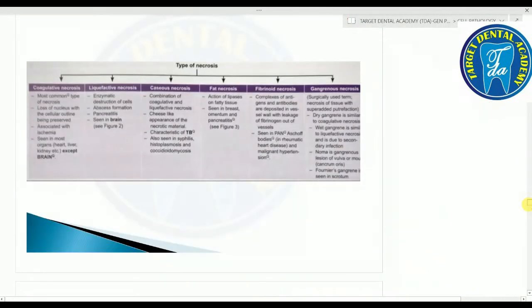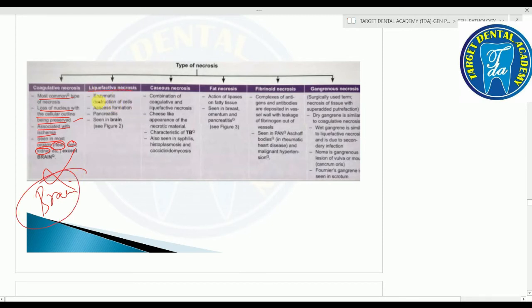After this, these are the types of necrosis we have already discussed. The coagulative necrosis is the most common type. There is loss of the nucleus with the cellular outline being preserved, associated with ischemia, seen mostly in organs like the heart, liver, kidney. Guys, very important, it is not seen in the brain. The coagulative necrosis does not occur in the brain.